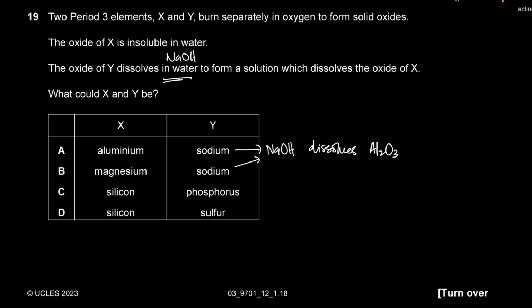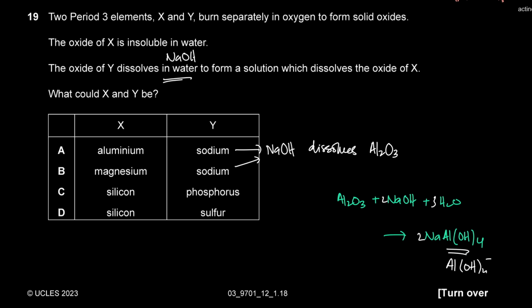aluminum oxide, right? Because aluminum oxide is amphoteric. You might remember this reaction. It's Al2O3 plus NaOH plus H2O gives us NaAl(OH)4. The balanced equation for this is Al2O3 plus 2NaOH plus 3H2O gives us 2NaAl(OH)4.